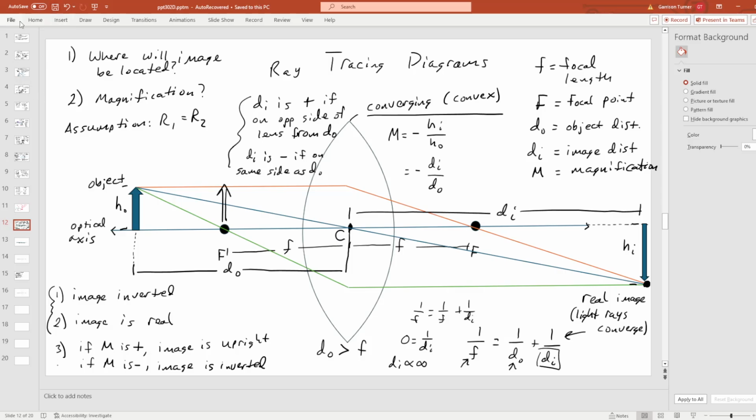So for converging lenses, when your object distance is larger than your focal length, then your image will be inverted and it will be real. And because it's inverted, that means our magnification will be negative. Okay? So this is how you find the ray diagram for this particular situation.